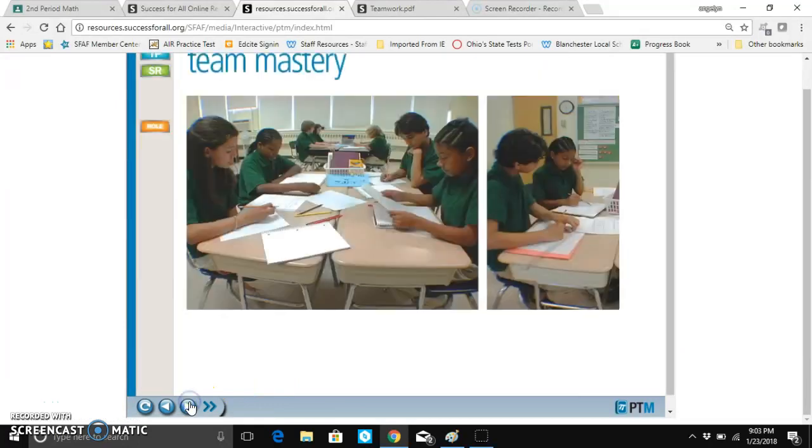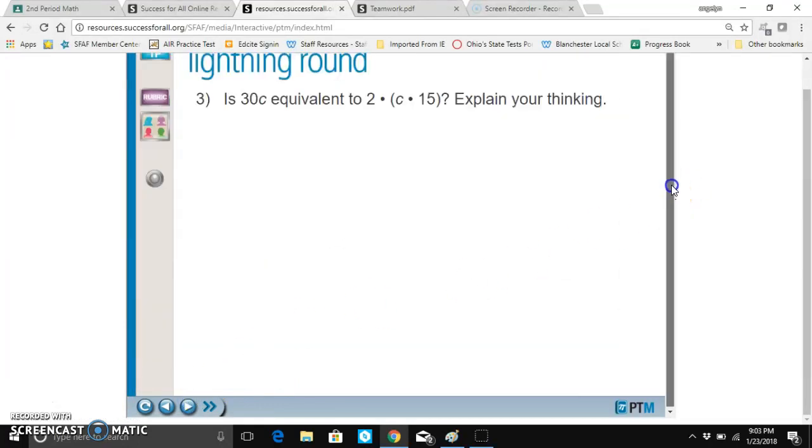Okay, the first one we're going to do is a simple one. It says, is 30c equal to 2 times c times 15? Okay, so here's what you want to do. You want to make sure that you are applying your properties of addition correctly, properties of multiplication correctly, including the distributive property. So we need to remember the commutative property, the associative property, and the distributive property when doing this. Okay, so this first expression, 30c, you cannot do anything more with it. It's already simplified.